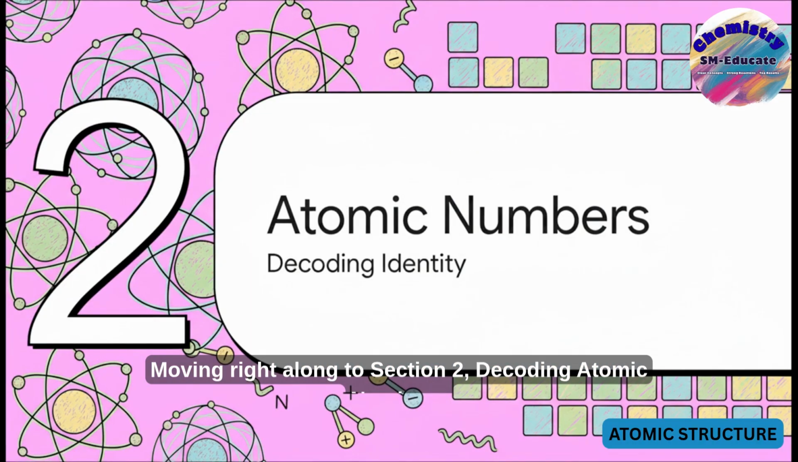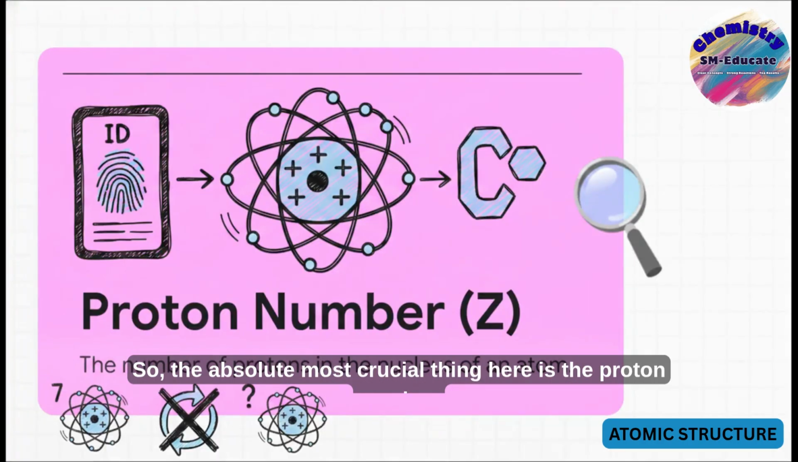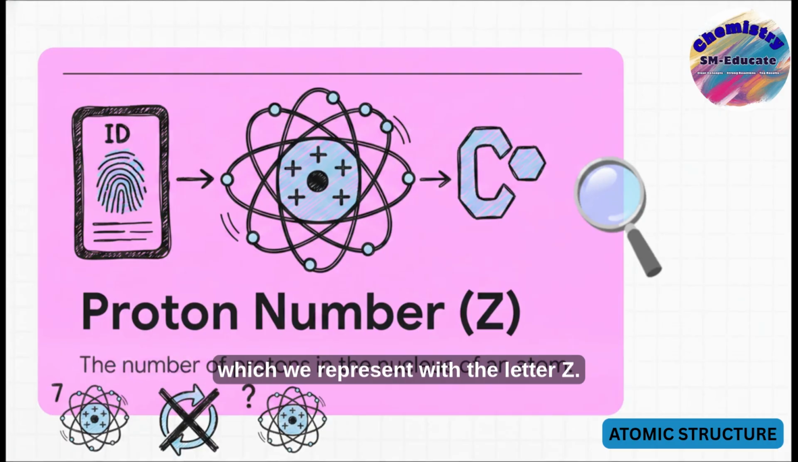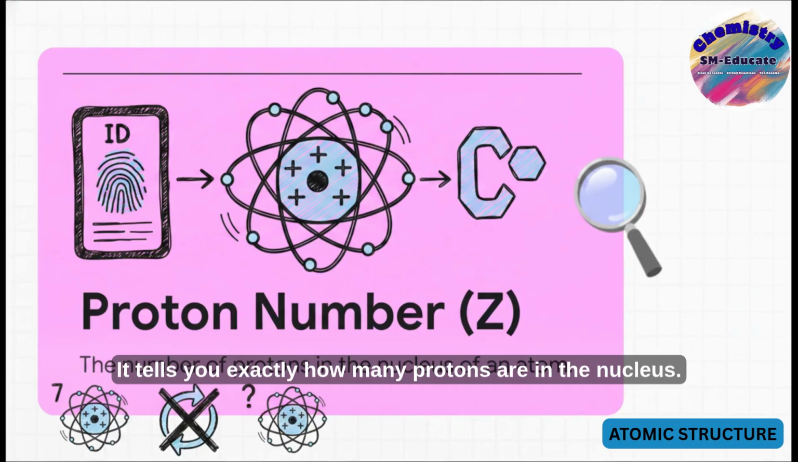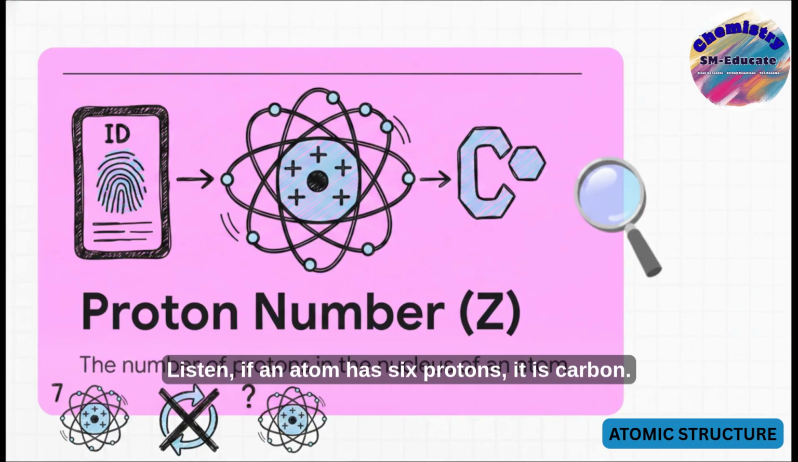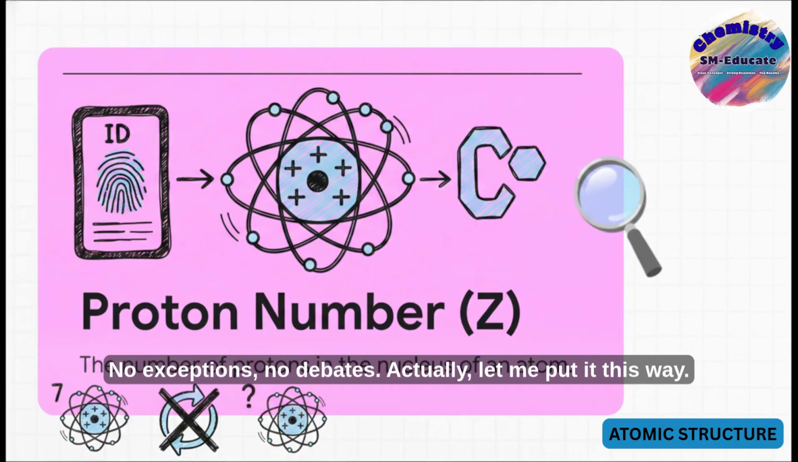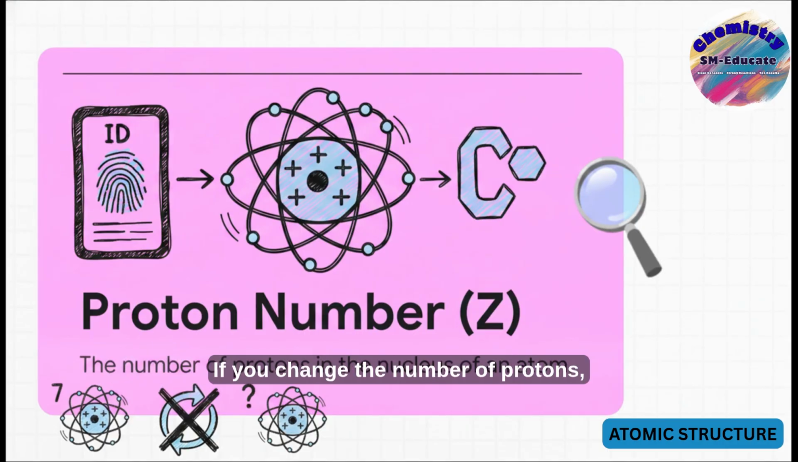Moving right along to Section 2, Decoding Atomic Numbers. So the absolute most crucial thing here is the proton number, which we represent with the letter Z. Think of the proton number as your atom's unchangeable VIP ID card. It tells you exactly how many protons are in the nucleus. Listen, if an atom has 6 protons, it is carbon. No exceptions, no debates. Actually, let me put it this way: if you change the number of protons, you literally change the entire element.